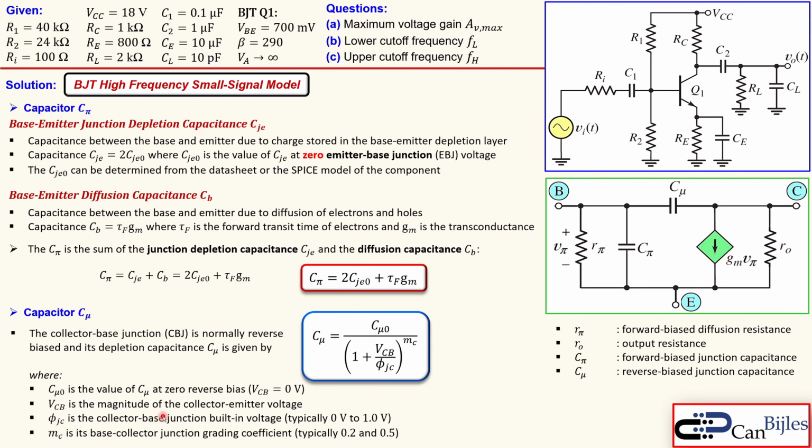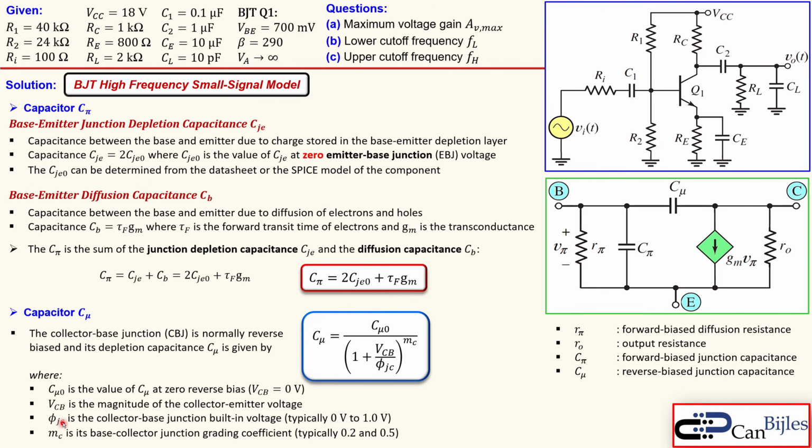And this is the collector to base junction built-in voltage, like 0.5 volts we most of the time use, and that is typically between 0 to 1 volts. Again, this is not really an exact value. We cannot say precisely, so it depends on your MOSFET or BJT, which one you actually have. And there's also the final one, which is the base collector junction gradient coefficient. Again, this depends on how you dope your BJT or your transistor, and in what profile. That is typically 0.2 up to 0.5. This is unitless. So it depends what the values are, and that will also determine the C mu here.